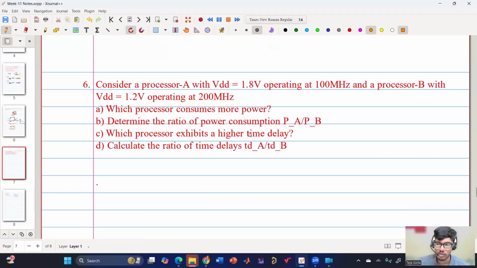So let us solve one problem quickly. Here I have asked you to consider two processors. Processor A is operating with VDD of 1.8 volt at 100 megahertz, and processor B is operating at VDD equal to 1.2 volt at 200 megahertz. Which processor consumes more power? Then determine the ratio of power consumption, and which processor exhibits higher time delay, and calculate the ratio of the time delays. Can you tell me which processor will consume more power?